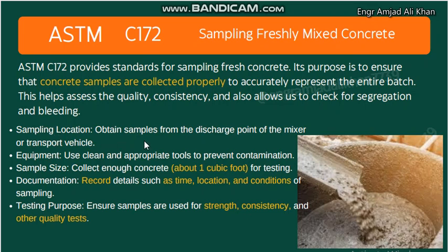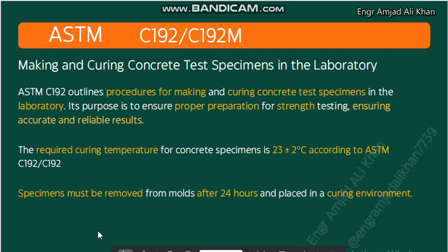Sampling location: obtain samples from the discharge point of the mixer or transport vehicle. Equipment: use clean tools to prevent contamination. Sample size: collect enough concrete, about 1 cubic foot, for testing. Documentation: record details such as the time, location, and condition of sampling. Testing purpose: ensure samples are used for strength, consistency, and other quality tests.